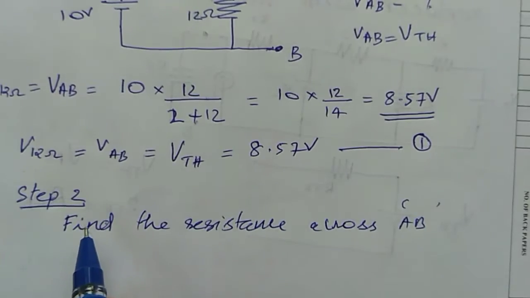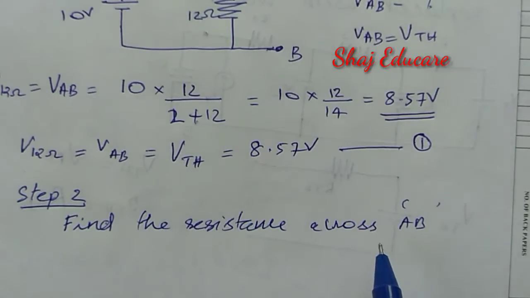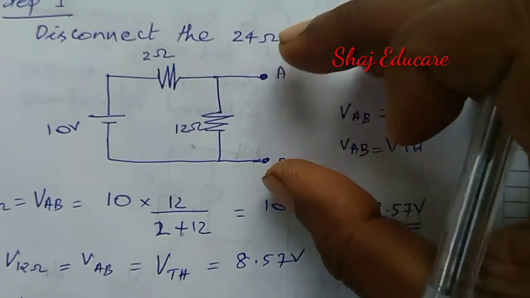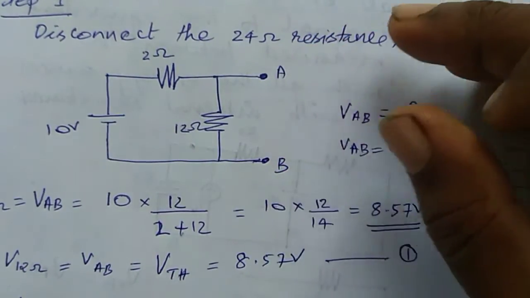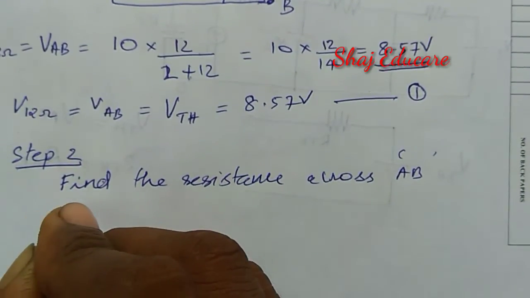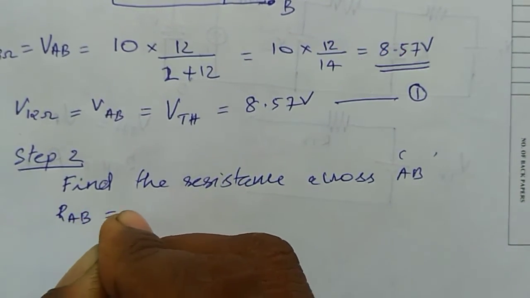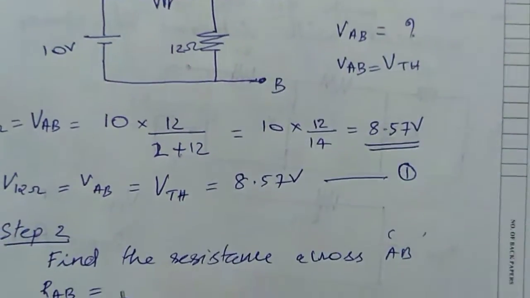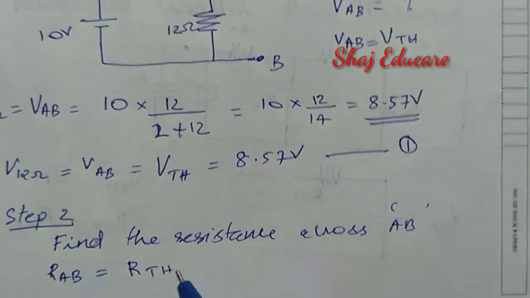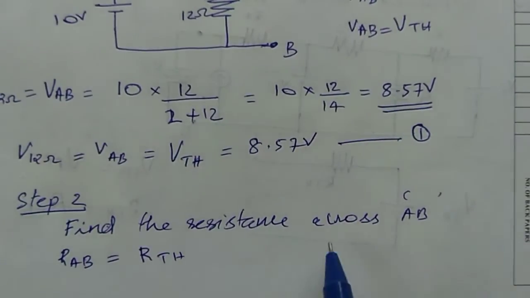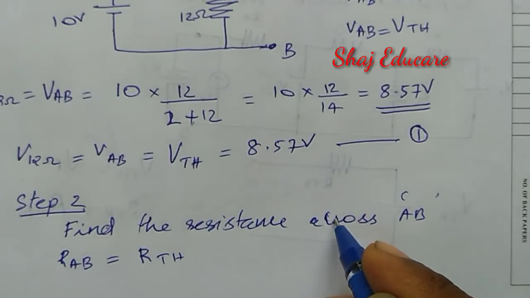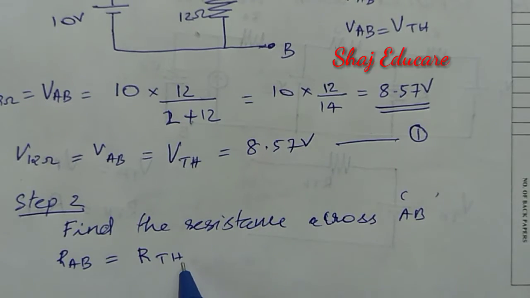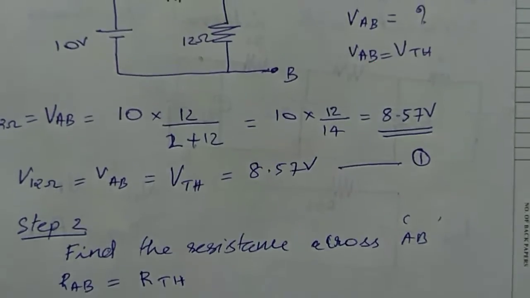Now this is our second step: find the resistance across AB. That is RAB. We have to find RAB, which will be equal to our Thevenin equivalent resistance RTH. That is the second step: find the resistance across AB. That is RAB, and that should be our Thevenin equivalent resistance.